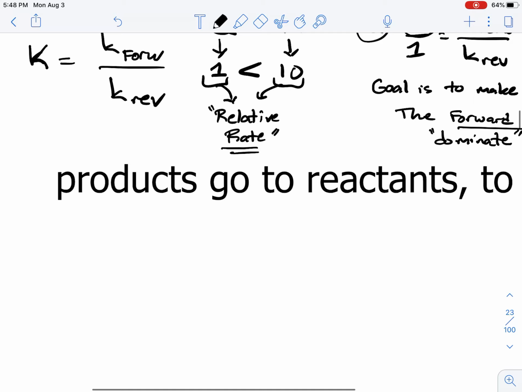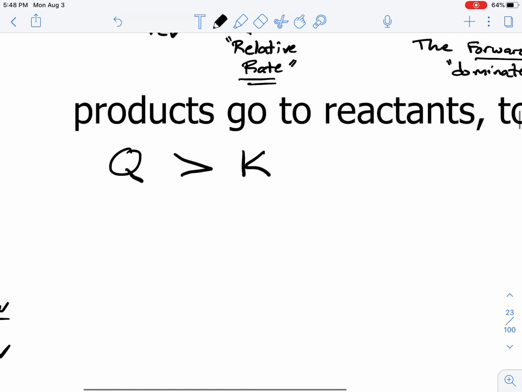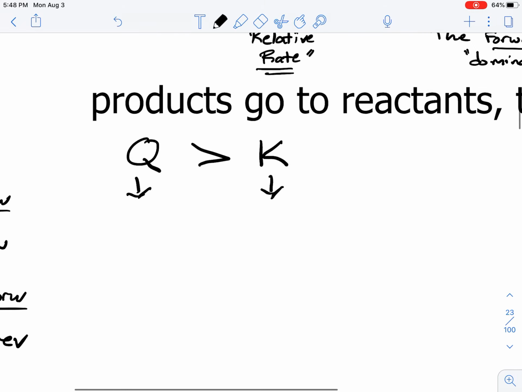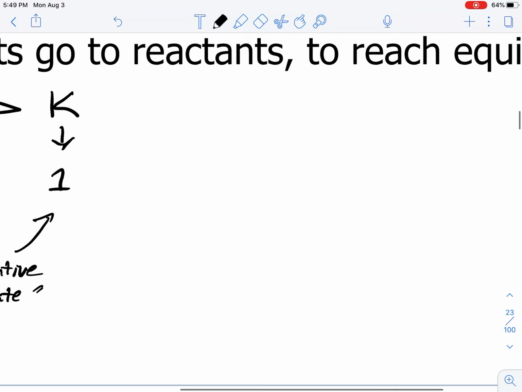And once again, we're going to go ahead and pick two numbers that will allow us to make this statement to be true. And you guys can use any two numbers, but I'm just going to be consistent. I'm going to choose 10 and 1. And once again, 10 and 1 are representing the relative rates for the sake of this example.